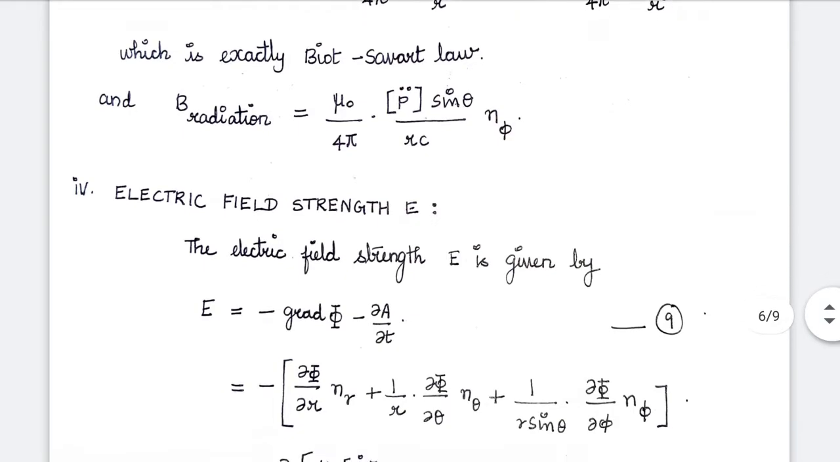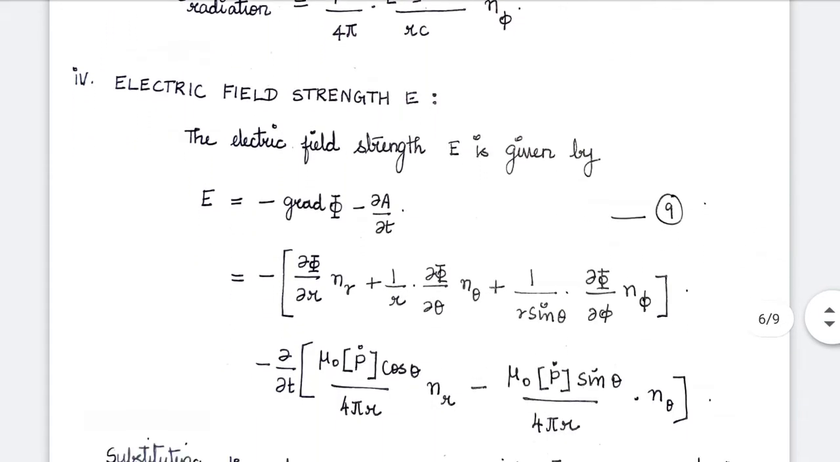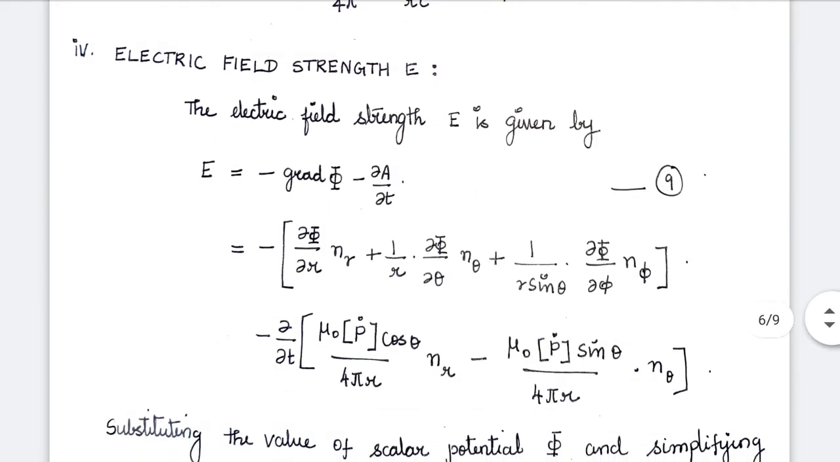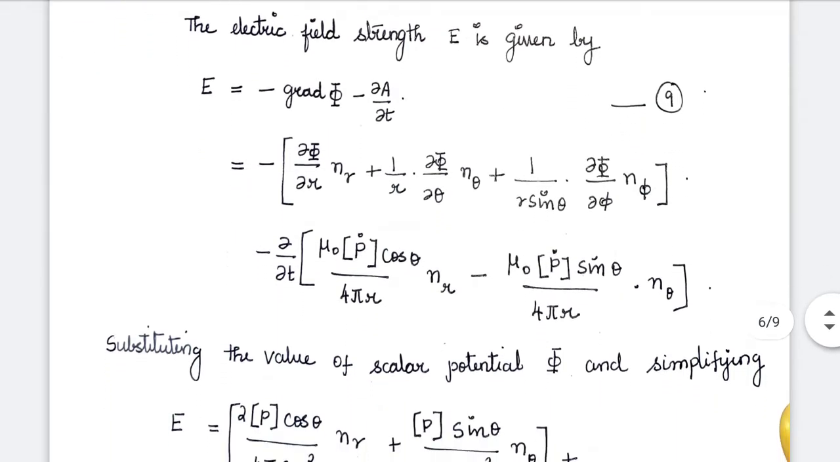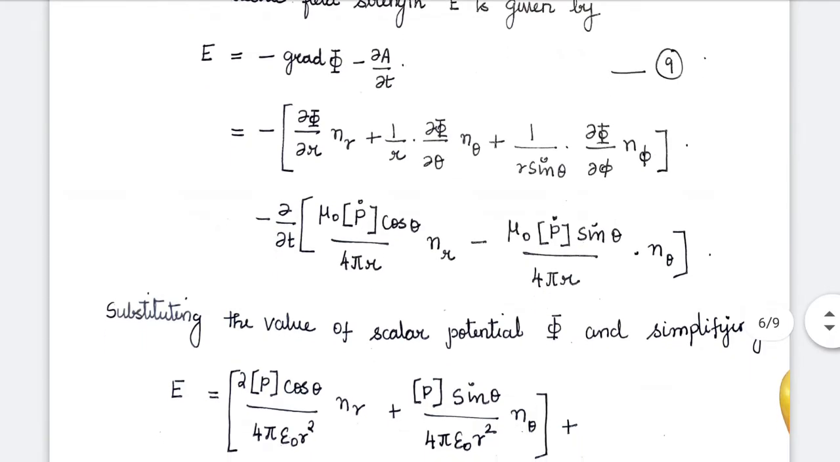Next let us calculate the electric field strength E, which can be written as minus gradient of phi minus dou A by dou t. So this can be written as minus [dou phi by dou r into n r plus 1 by r dou phi by dou theta into n theta plus 1 by r sin theta dou phi by dou phi n phi].